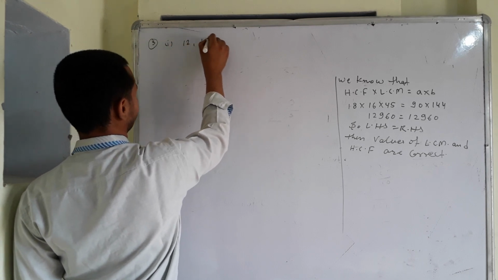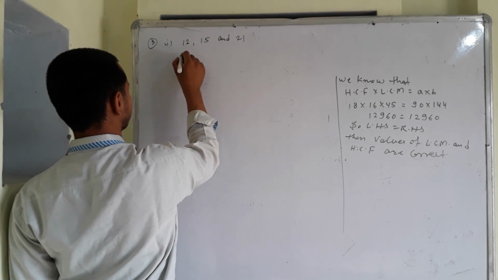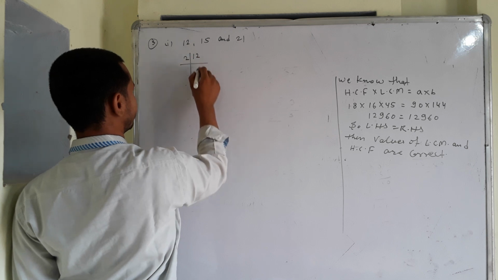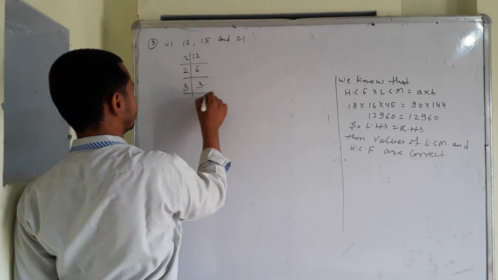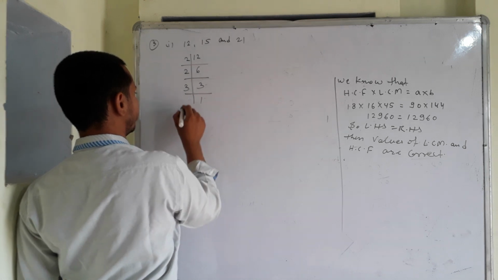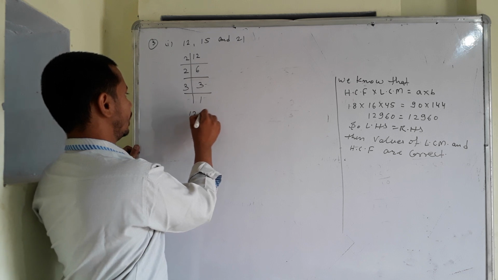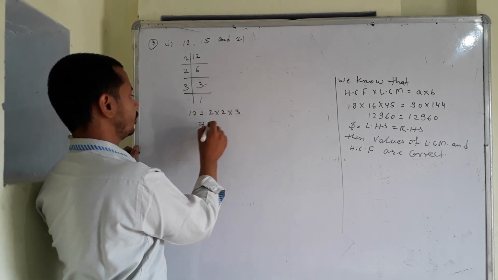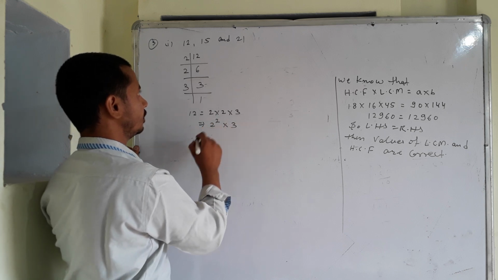12, 15 and 21. Factorize 12 by 2, then we find 6, again divide by 2, then we find 3, and the last factor of 12 is 1. So we can write in the form of 12 equals 2 multiply 2 multiply 3, and we can also write in the powers 2 square multiply 3.